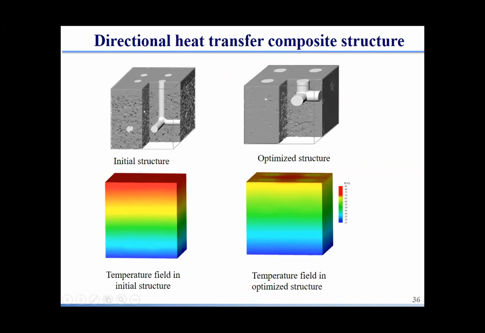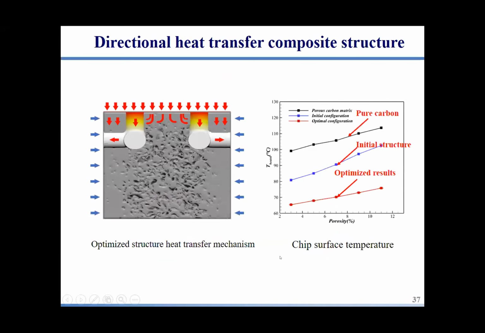This is the initial structure, where the fibers have high thickness inside this way. We can design its structure to get a composite material. And this is the temperature field in the initial structure and the temperature field in the optimized structure. Based on this, we can design its high conductivity fiber assemblies, so we can get optimized structures and heat mechanisms.